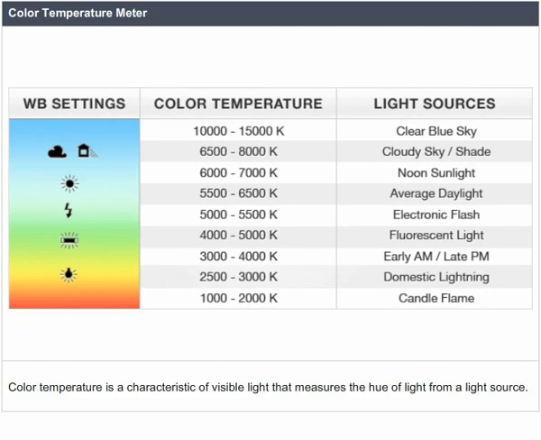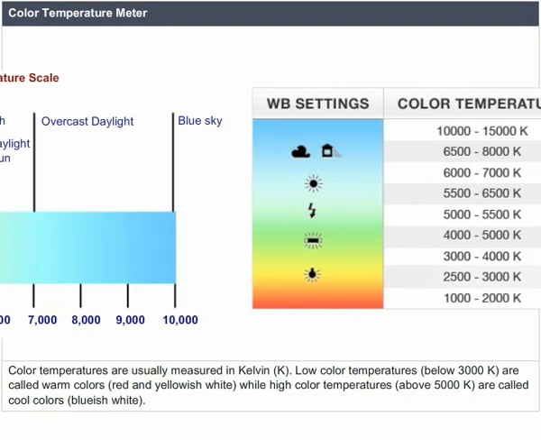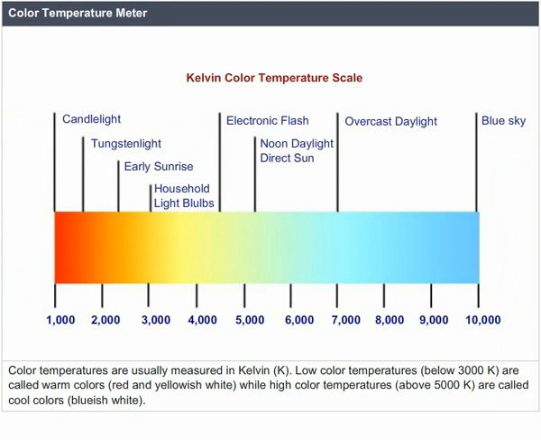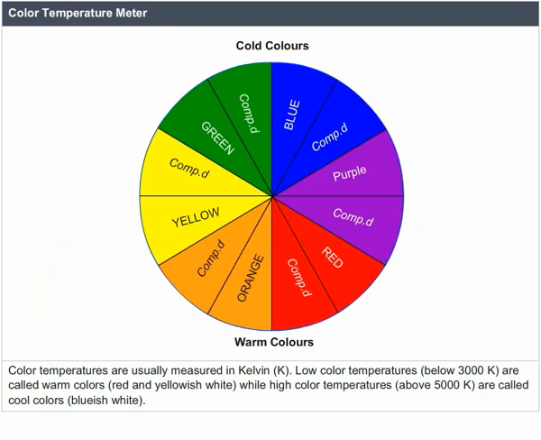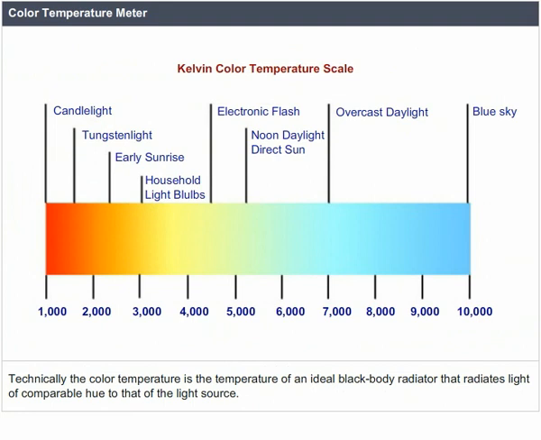Color temperature meter. Color temperature is a characteristic of visible light that measures the hue of light from a light source. Color temperatures are usually measured in Kelvin, K. Low color temperatures below 3000 K are called warm colors, red and yellowish white, while high color temperatures above 5000 K are called cool colors, bluish white. Technically, the color temperature is the temperature of an ideal black body radiator that radiates light of comparable hue to that of the light source.